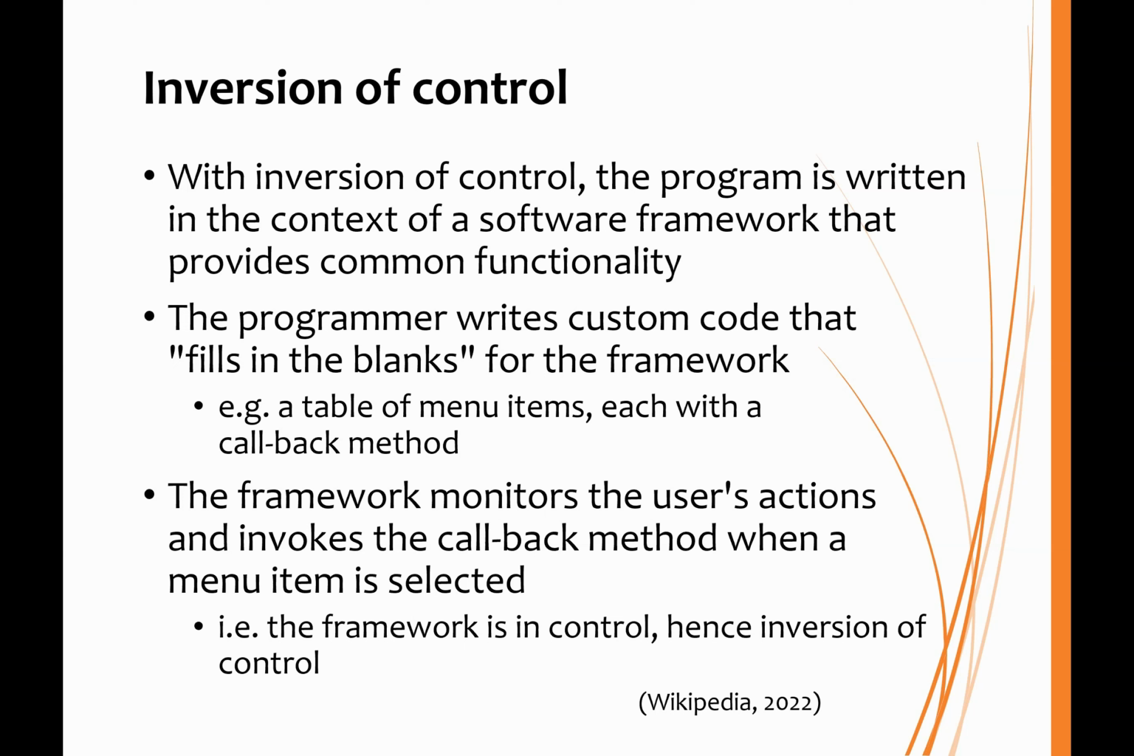So it might well be that we've got a table of menu items, and each of those items has got a callback method. And then the framework will monitor the user's actions, and when the user selects a particular menu item, the framework will then invoke the callback method that is associated with that menu item. And so the framework is in control, not the programmer's application code. And thus we have the concept of inversion of control.